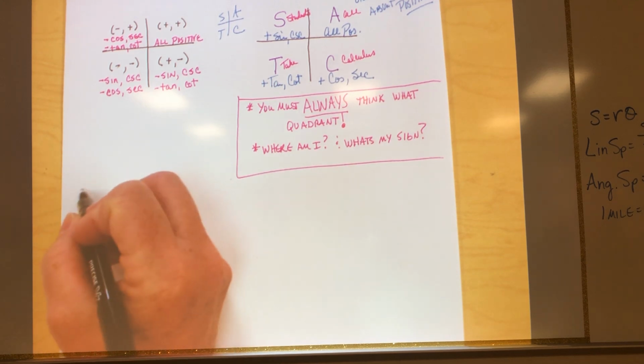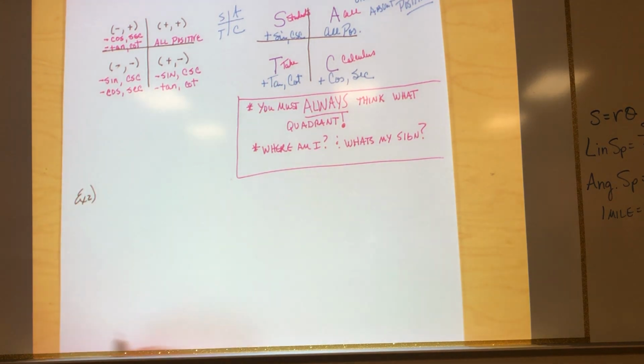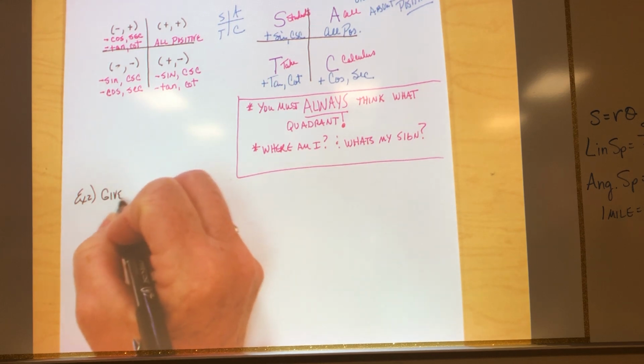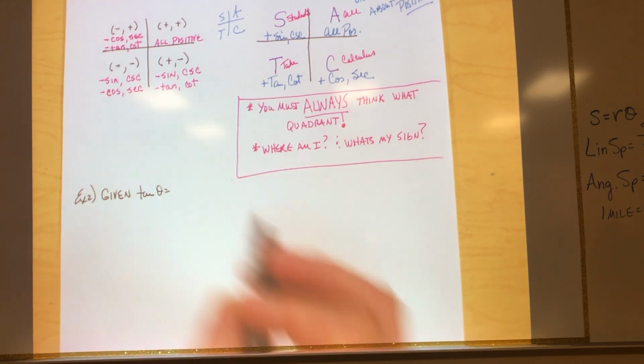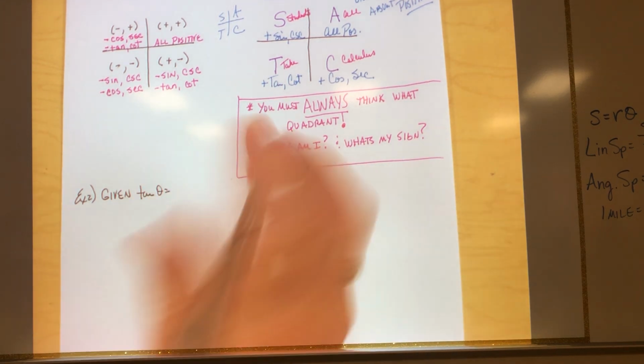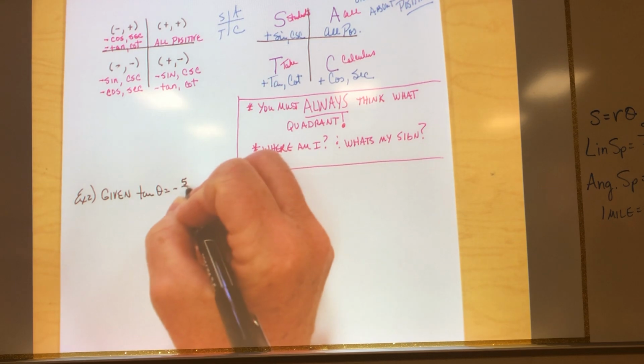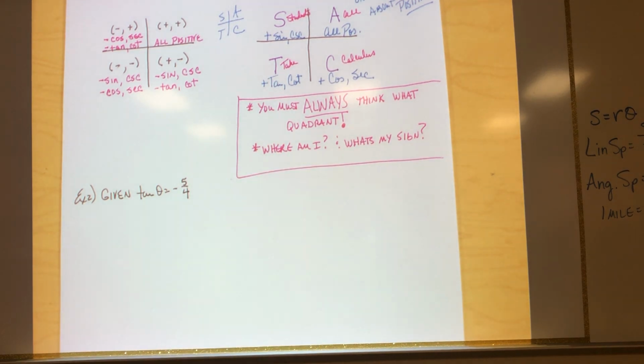Example 2. The first thing I'm going to tell you is that the tangent of theta is negative 5/4. If I tell you that the tangent of theta is negative 5/4, do you know where that angle is? No. Yes. I can't say. Wait, yeah, I know, when the negative is on.